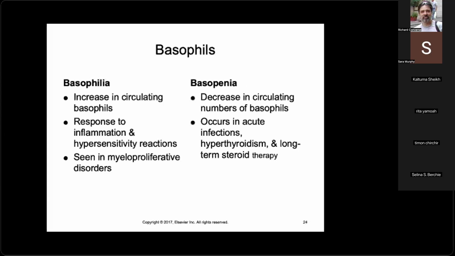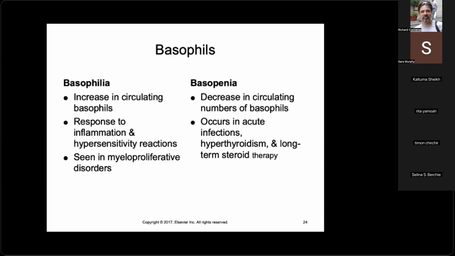Basophils, remember, are the initiators of inflammation because they release histamine and heparin and cytokines, and that is going to bring on all of the processes that we associate with inflammation. In basophilia, we have an increase in basophils that circulate. This can be in response to inflammation and hypersensitivity, and is seen also in myeloproliferative disorders, bone marrow cancers. Basopenia is a drop in circulating basophils that occurs in acute infections, in hyperthyroidism, and long-term steroid therapy.